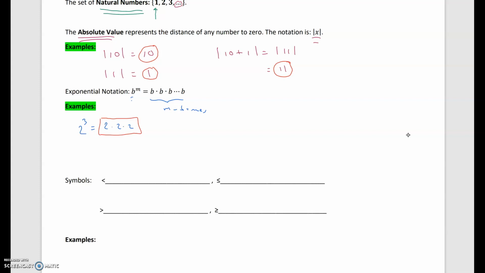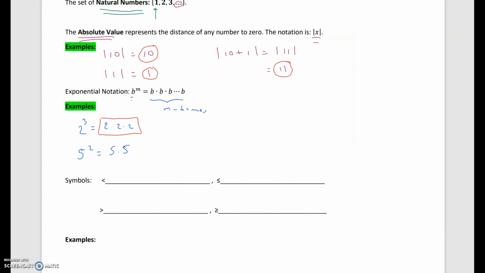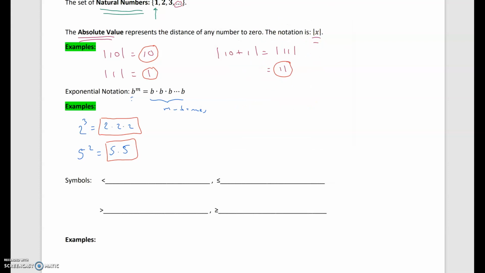So if you have, for example, 5 to the second, this represents 5 times 5. So you multiply the base a total of exponent times. In this case, 5 times. Let me do another one. In this case, let's do 10 to the fourth. So you're expressing this one as 10 times 10 times 10 times 10.